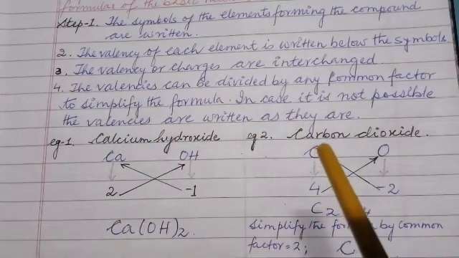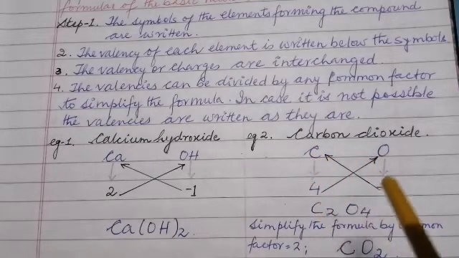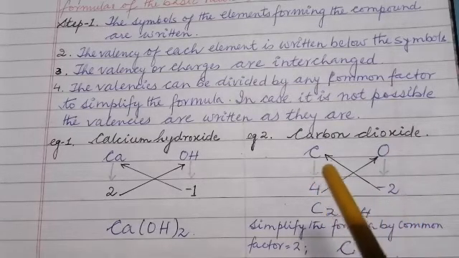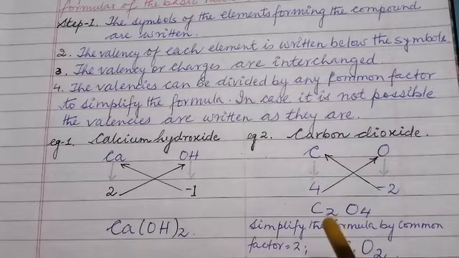Now let's take this example, carbon dioxide. Carbon, the valency is 4. Oxygen, the valency is -2. When I interchange, carbon gets 2 and oxygen gets 4. So the formula will take this shape, C2O4. Now simplify the formula by common factor 2. So I divide across by 2. Then it becomes CO2. So the formula of carbon dioxide is CO2 and not C2O4.